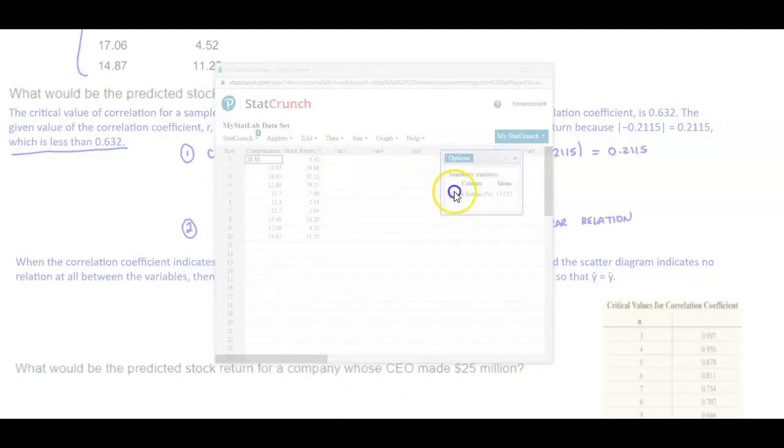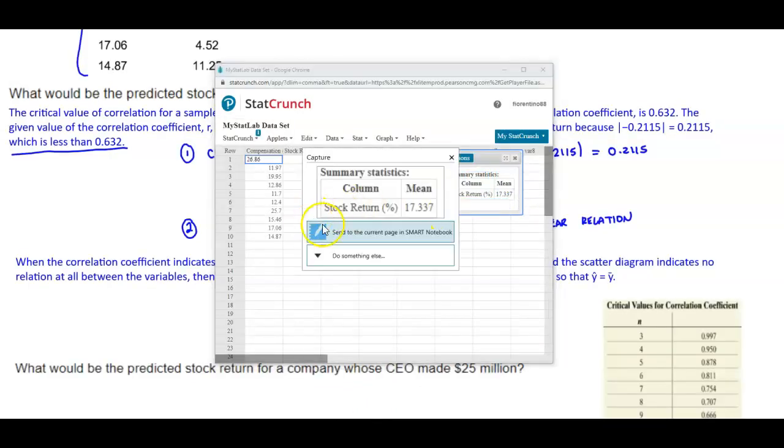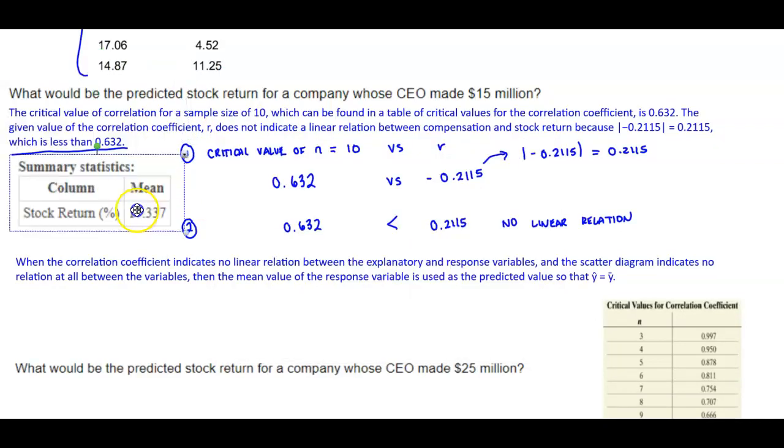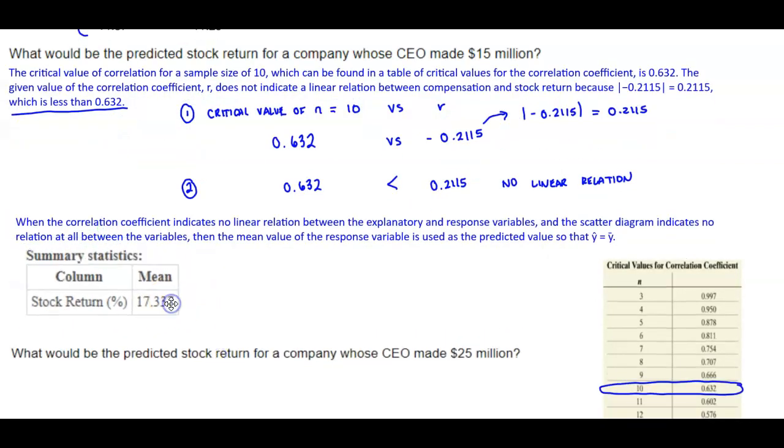So let me go ahead and copy that information here. Recall that the stock return is the value of y, and the mean of that is 17.337. So what that tells us again is that if there is no relation, then y is going to equal whatever we get for the sample mean. So therefore, y is going to equal 17.3. And there is our result.